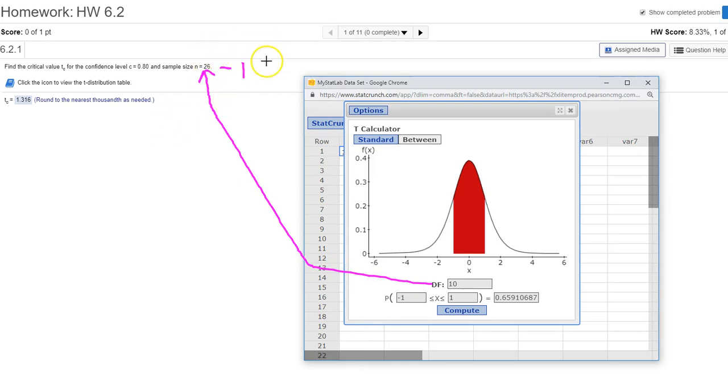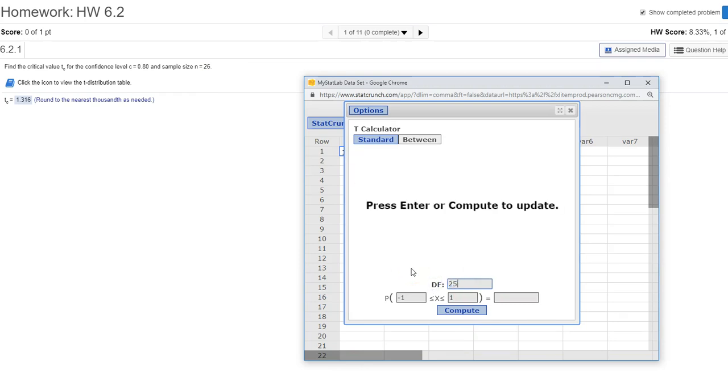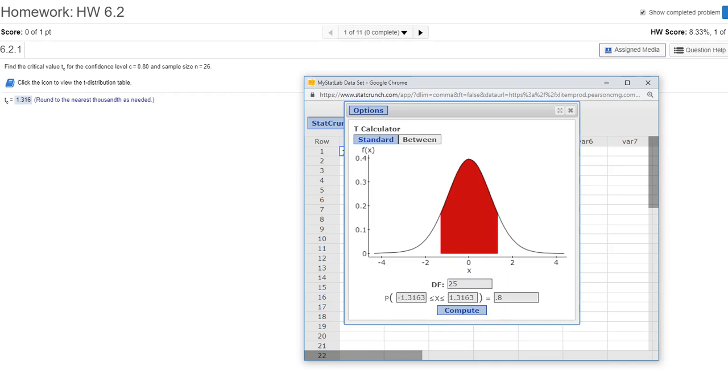So 26 minus 1 is 25. So your degrees of freedom is n minus 1. I'm going to go ahead and put that. My degrees of freedom is 26 minus 1, which is 25. And the area under the curve, which is my critical value, is 80%. I'm going to put that here, 0.8, and compute. And if you look at the critical values, they match. Okay? All right, moving on to problem number 3.